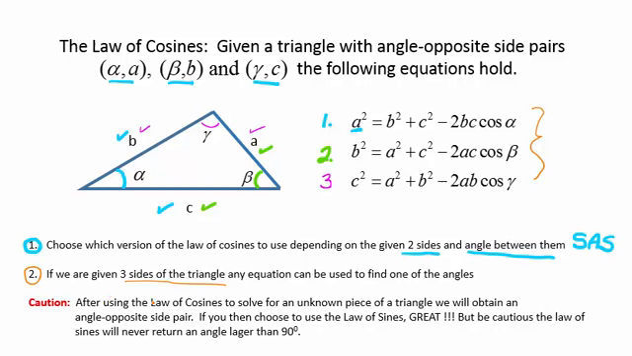Now, after using the law of cosines, caution must be taken because we will have an angle opposite side pair. If we choose to use the law of sines, then great. But be cautious. The law of sines will never return an angle that is larger than 90 degrees. So if one of the interior angles you're looking for is an obtuse angle, the law of sines won't find it, and we'll have to use the law of cosines. For this reason, some students will oftentimes say, if they start using the law of cosines, they use the law of cosines for the entire rest of the problem.